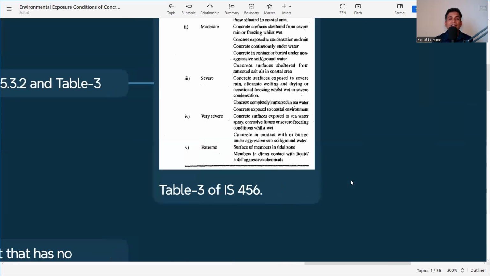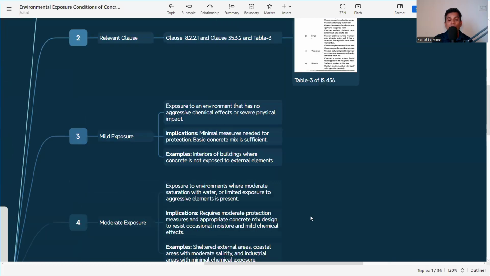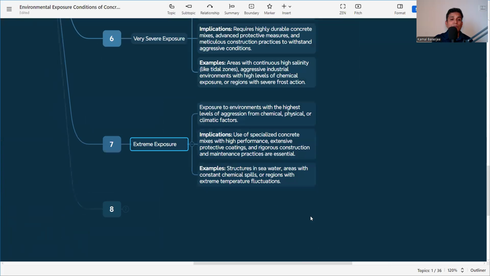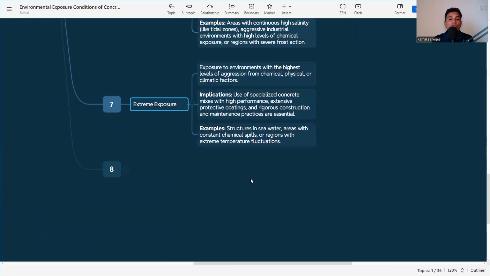Surface members in tidal zone. That means the tidal zone area, very close to the sea, members in direct contact with liquid, solid, and aggressive chemicals. That means it is in direct contact with the water, liquid, and aggressive chemicals, and it is in the tidal zone. If the condition is like that, our exposure condition will be the extreme exposure condition. Then what do we need to do?